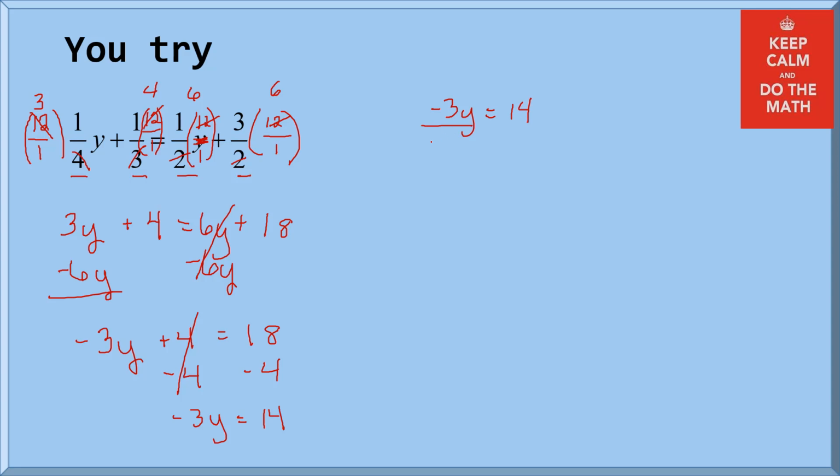Again, divide by the number that's in front of y because we want this to reduce to the whole number 1. So we have 1y. And we divide this side by the same number because of the division property of equality. 14 divided by negative 3 is simply negative 14 thirds. Congratulations.